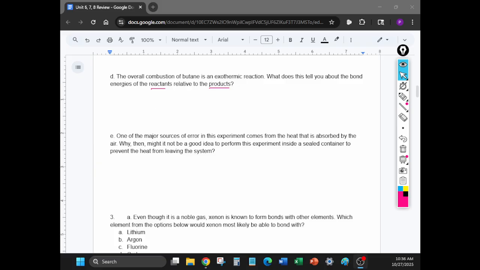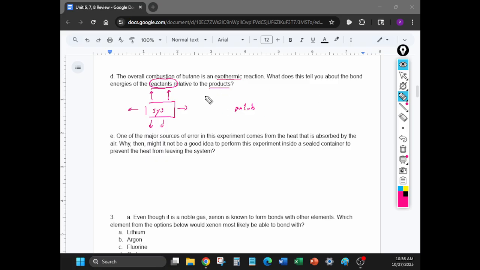Okay, so for part D, you guys should have answered that the reactants have a higher bond energy. And the reason why is because, again, it's exothermic. If it's exothermic, if this is our system, it is releasing energy, right? So it's getting rid of energy from the system, which means that when the reaction takes place, and then afterwards when you have your products left over, the products have lost energy, right? Or the system has lost energy.